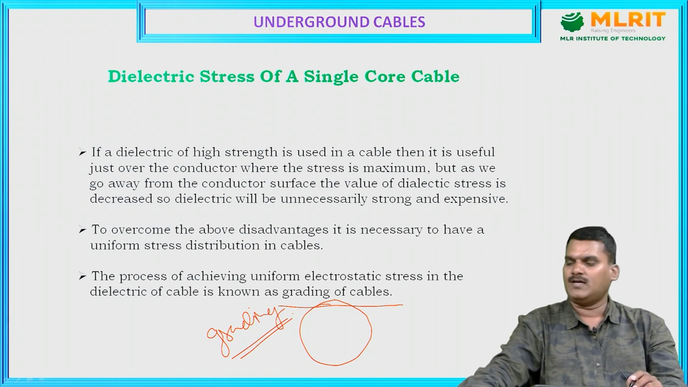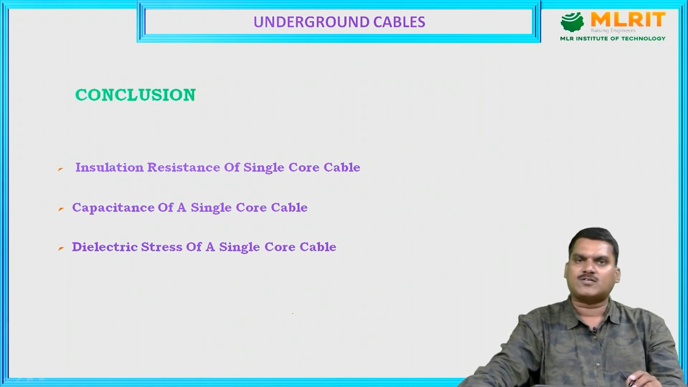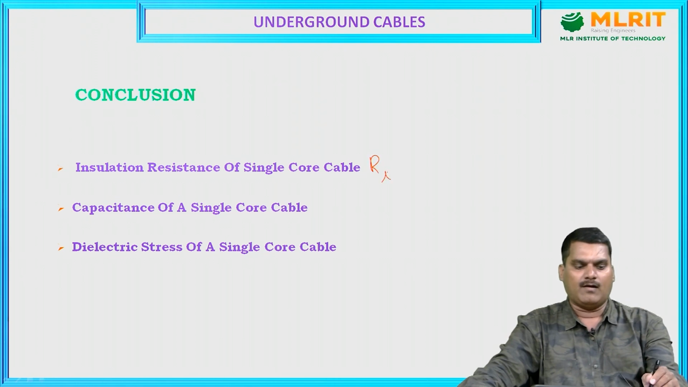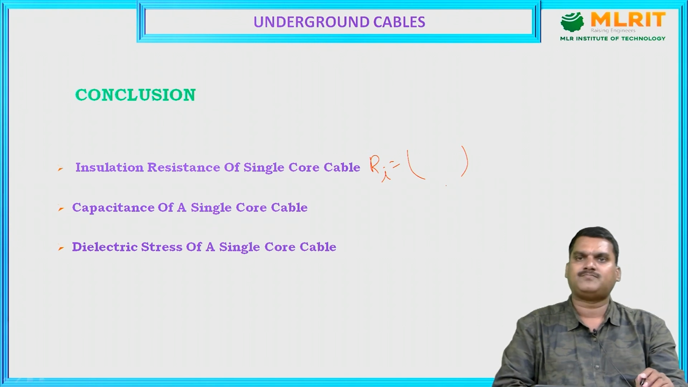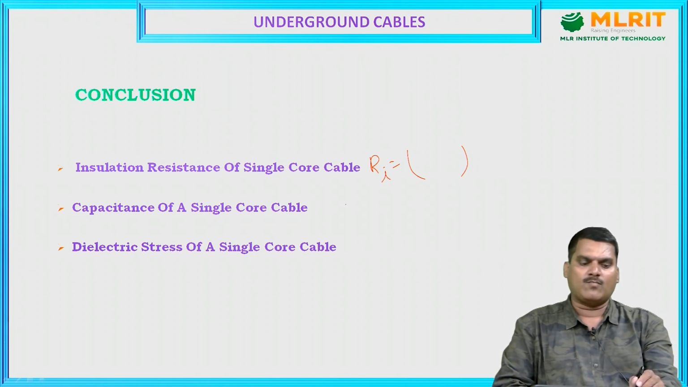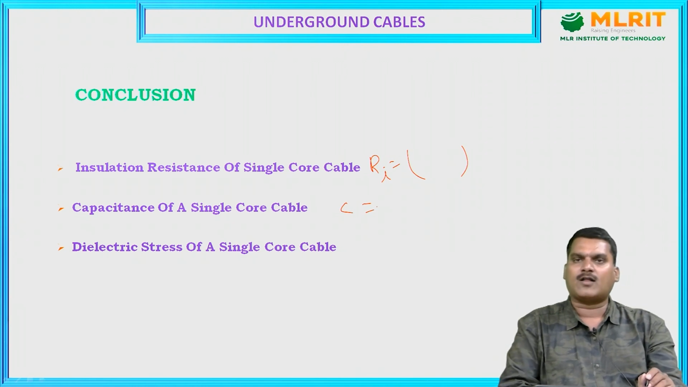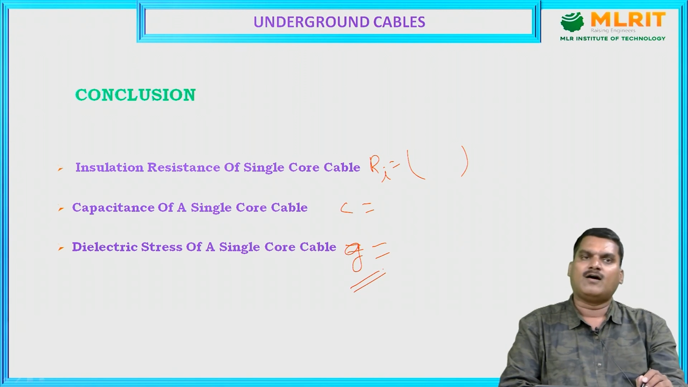In today's lecture we discussed the insulation resistance, given as Ri equal to some formula we have seen, the capacitance of the single core cable, which is one more parameter of the underground cable, and the dielectric stress G value. These three parameters we have discussed in this class. G is an important parameter in underground cables, and its value will not be equal within the cable. To make uniform stress in the cable, we need to go for grading of the cables.